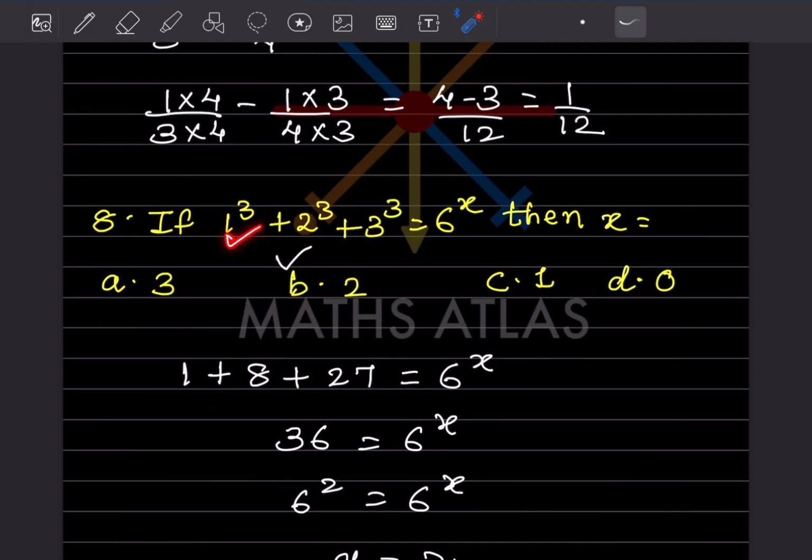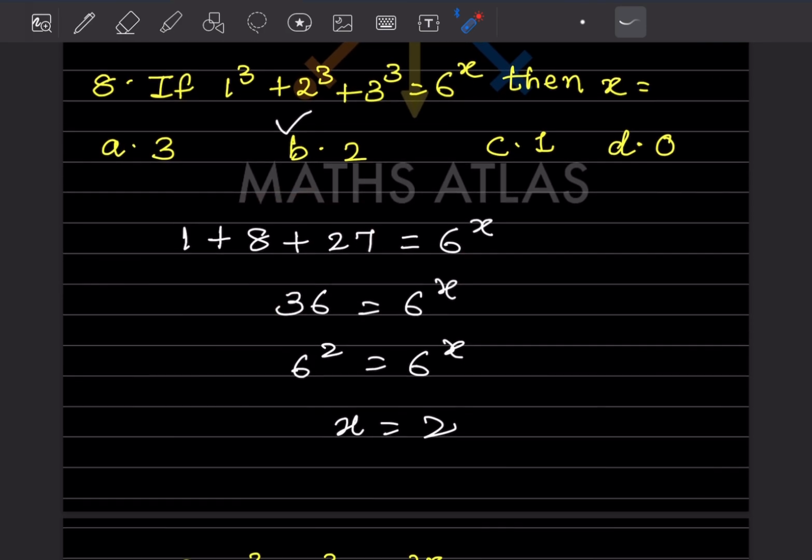If 1 raised to 3 plus 2 raised to 3 plus 3 raised to 3 is equal to 6 raised to x, then we want the value of x. So 1 raised to 3 means 1 into 1 into 1, that is going to be 1. 2 raised to 3 means 2 into 2 into 2, that is going to be 8. And 3 raised to 3 is going to be 27. So when you add these, that will be 36 is 6 raised to x.